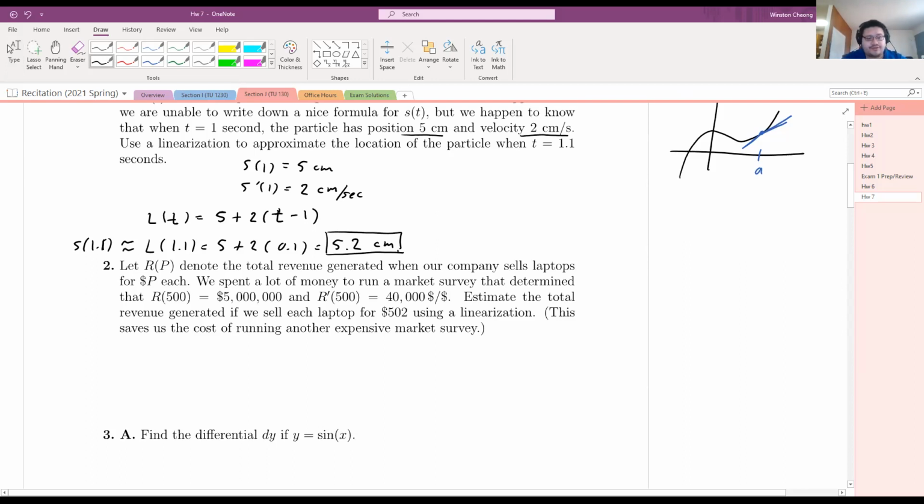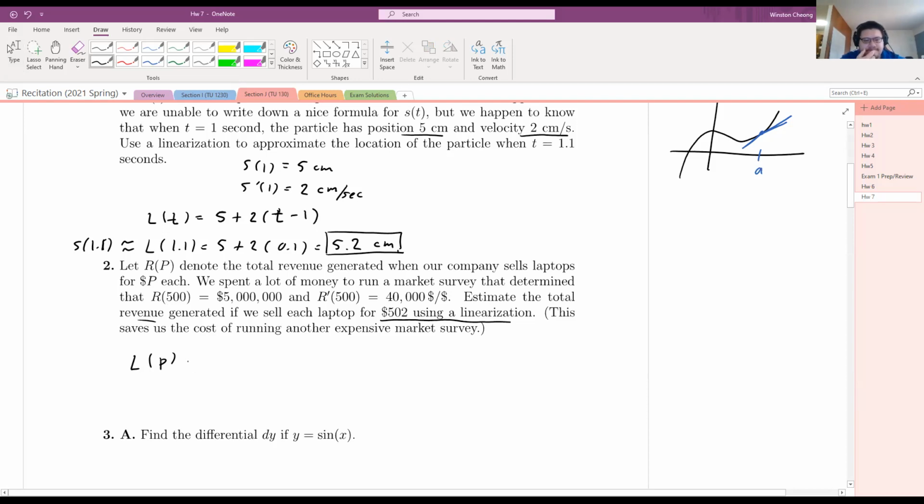For number 2, the information is actually given to us in mathematical form, so we don't need to convert it or anything. We can just go ahead and start writing the linearization. Then later it's asking us to use it to calculate revenue at the value 502, where we're given information at 500. So we're centered at 500, and we're calculating 502. With respect to these numbers, that difference is kind of small.